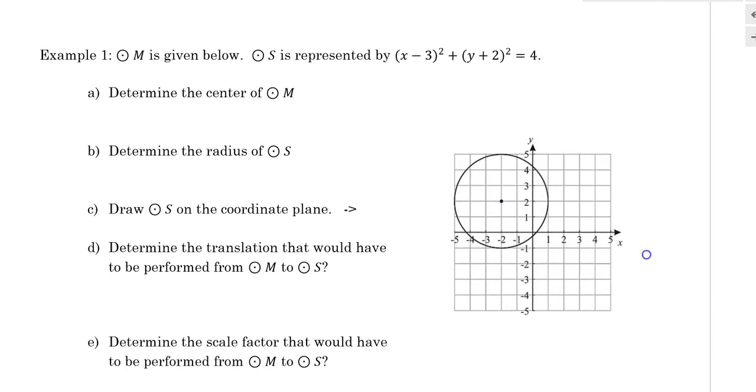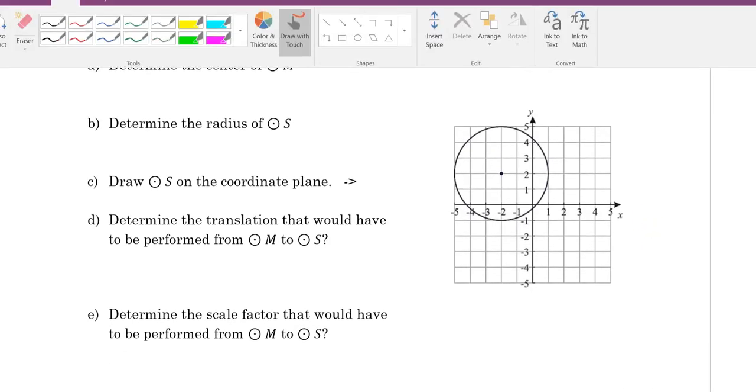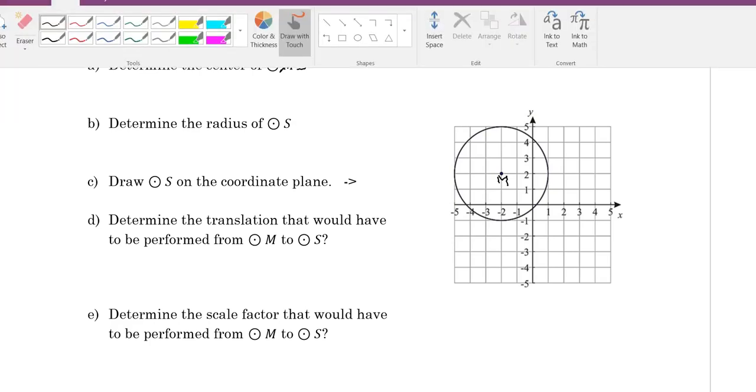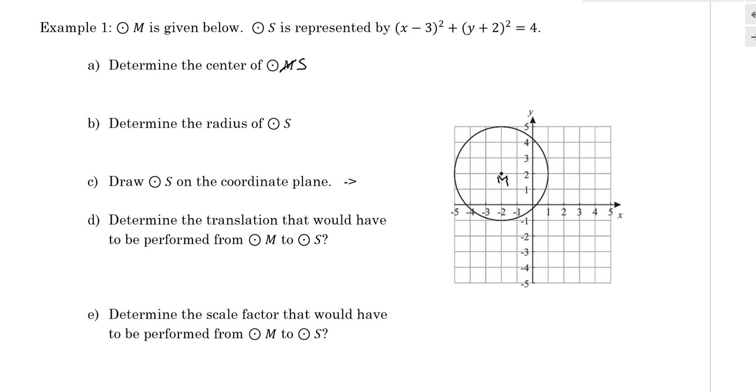So let's look at an example. There is a typo in this example. I should say determine the center of S. Okay, so in example 1, circle M is given below. So this is M. S is represented by x minus 3 squared plus y plus 2 squared equals 4.